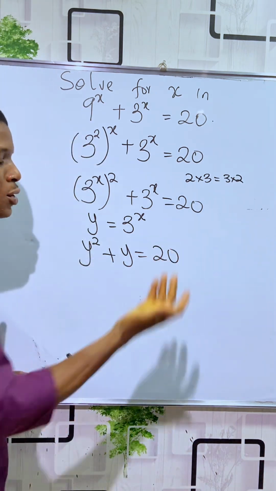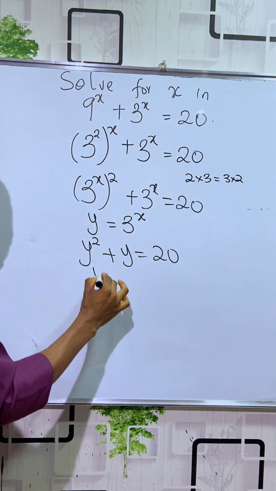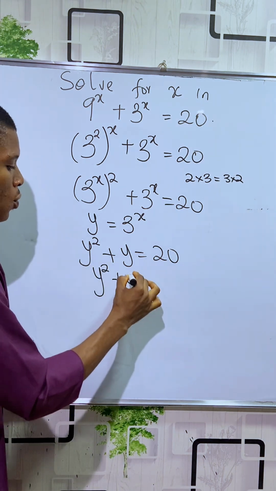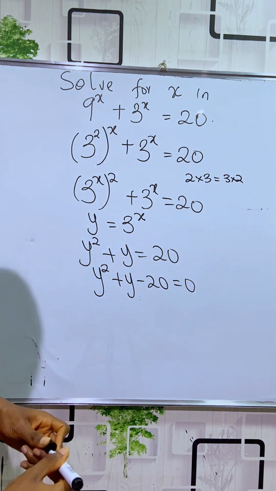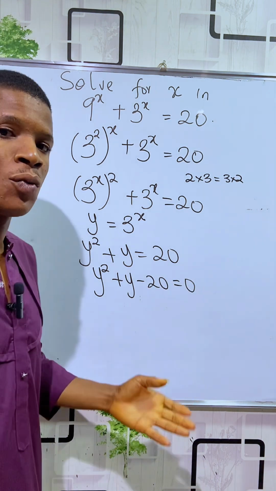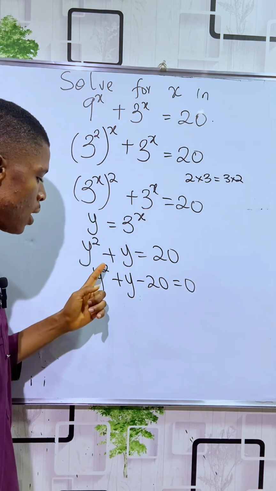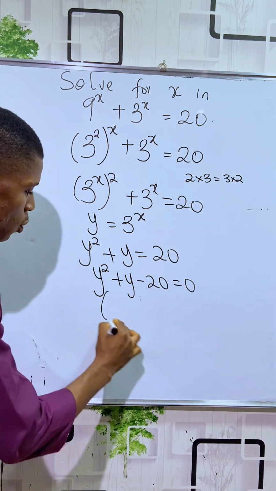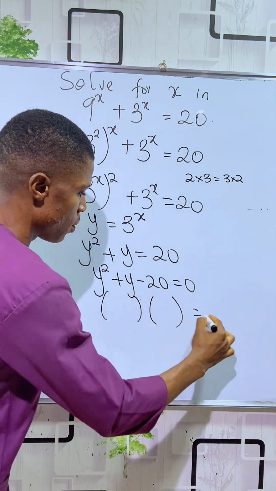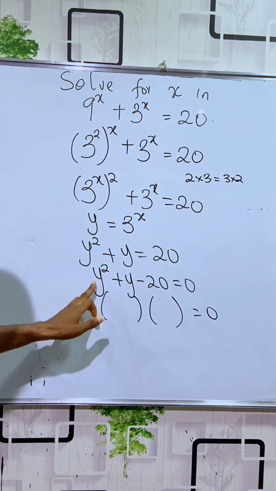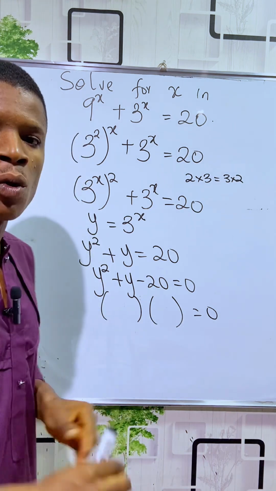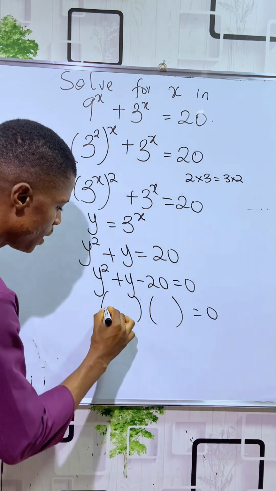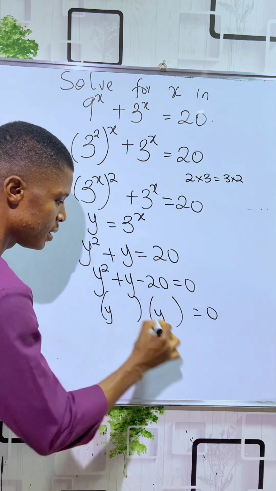So I have to minus 20 from both sides. You have it that y squared plus y minus 20 is equal to 0. To factorize a quadratic equation where the leading coefficient of the y squared is 1, we just have to open up two brackets since they are equal to 0. The variable is y squared. What multiplies itself to get y squared? y times y. Just place the first variable y here and place the second one.